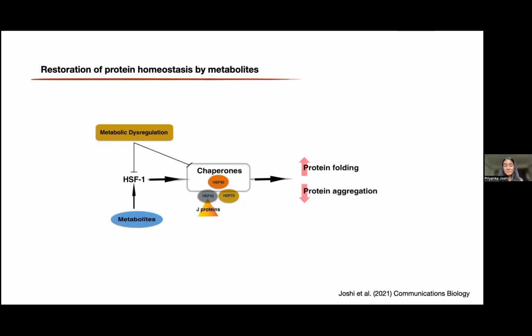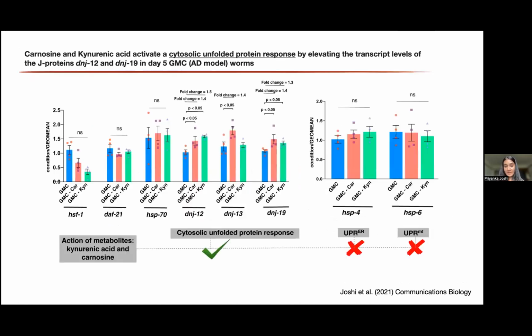So essentially, this suggests that metabolic dysregulation can lead to changes in metabolites. And these metabolites can induce heat shock factor 1 and downstream chaperones, which can increase protein folding and decrease protein aggregation. And overall, I was able to show that this is through DNJ-12 and DNJ-19, which are the J-factor chaperones, which are also downstream of HSF1.